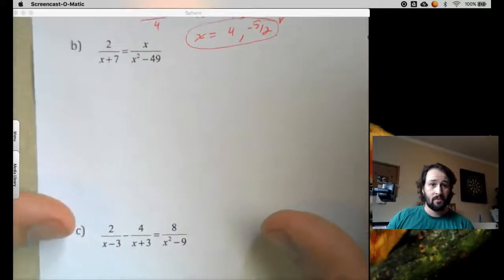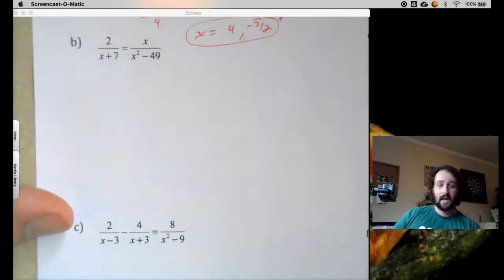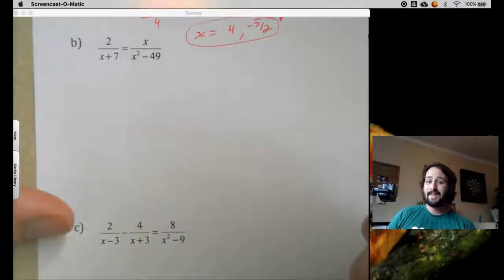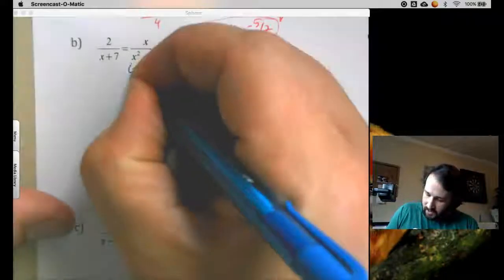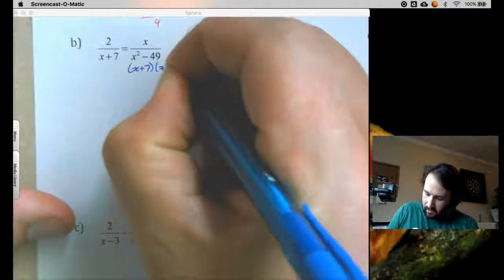All right, with b, this one's a little bit different. Yeah, they're both fractions, but what I see is this will factor as x plus 7 and x minus 7 right there.